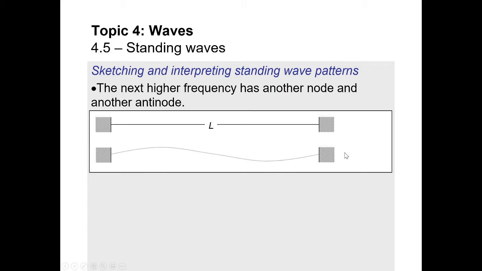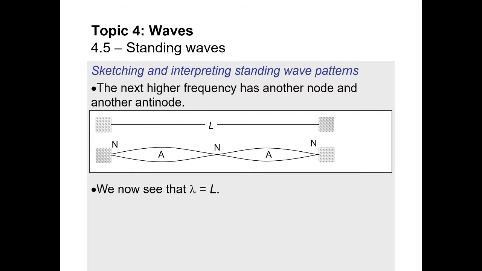All right. So again, this is the next pattern. Okay, so you have a full wavelength, it reflects, and you have this sort of pattern. You have nodes, and you have your antinodes. Okay, in this case, lambda is equal to the length of the string. And this here is F2.